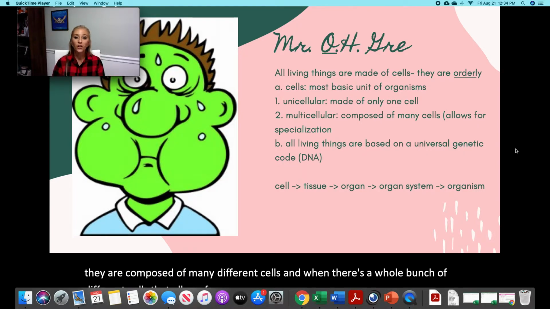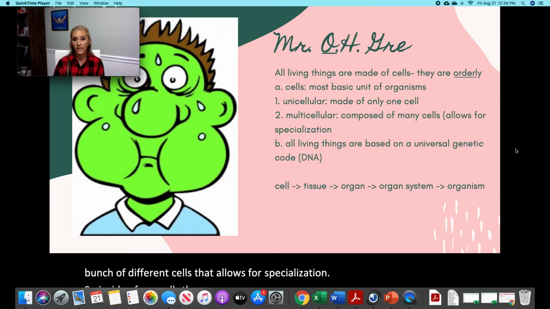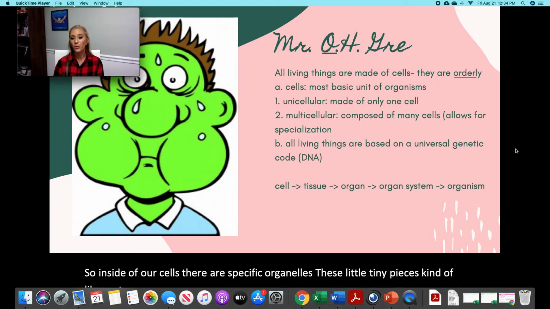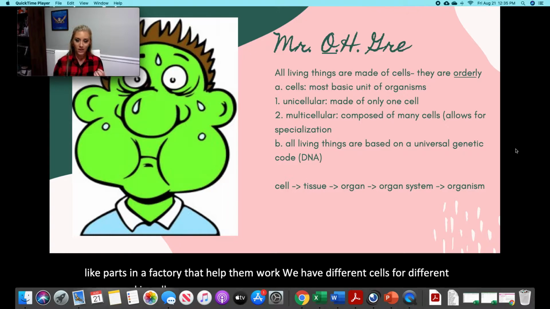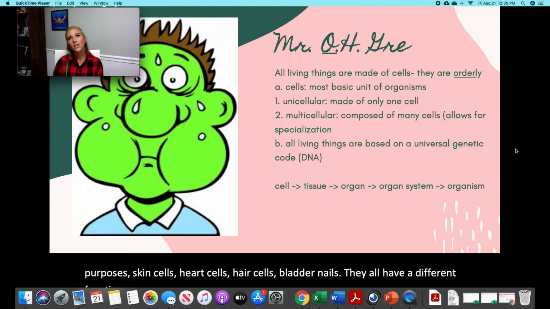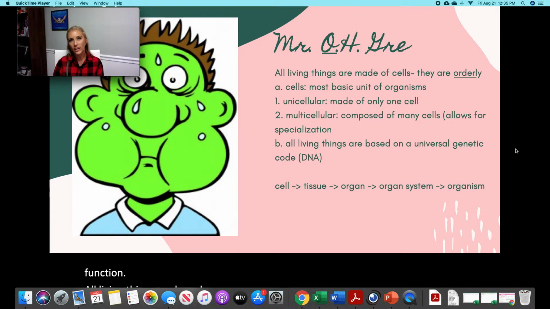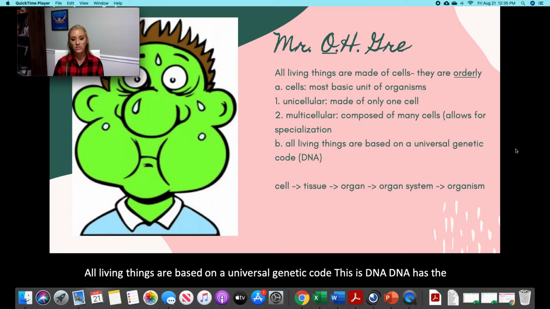So inside of each of our cells, there are specific organelles, these little tiny pieces, kind of like parts in a factory that help them work. We have different cells for different purposes: skin cells, heart cells, hair cells, bladder, nails. They all have a different function. All living things are based on a universal genetic code. This is DNA. DNA has the same pieces. They're just arranged differently, and that's what makes all of us different.